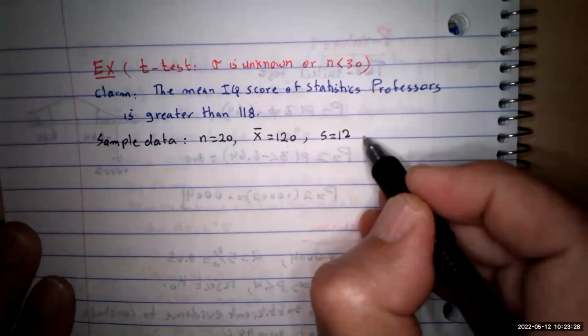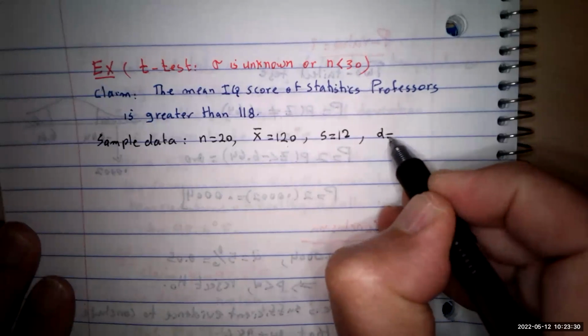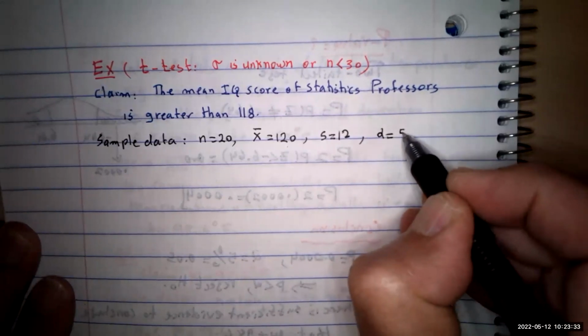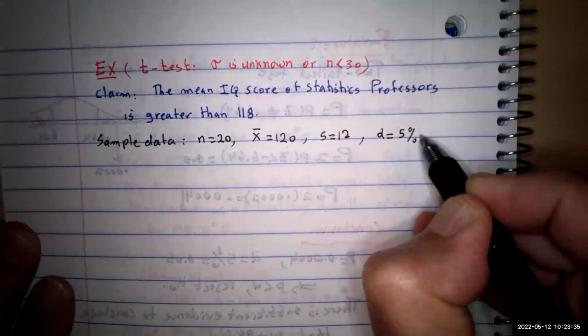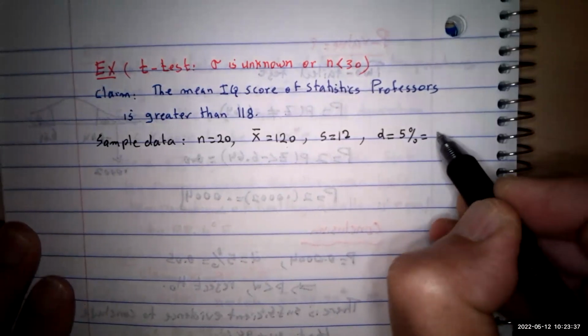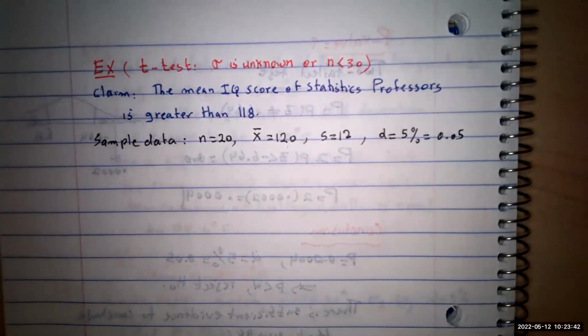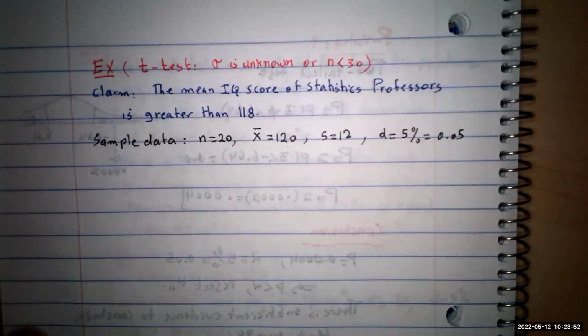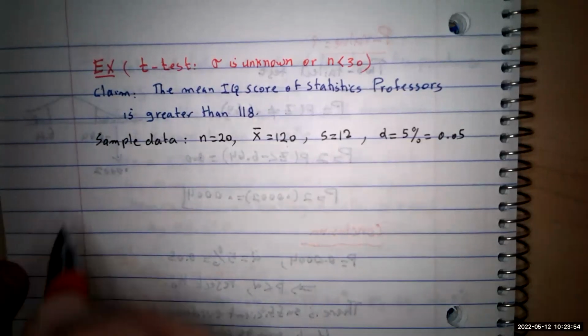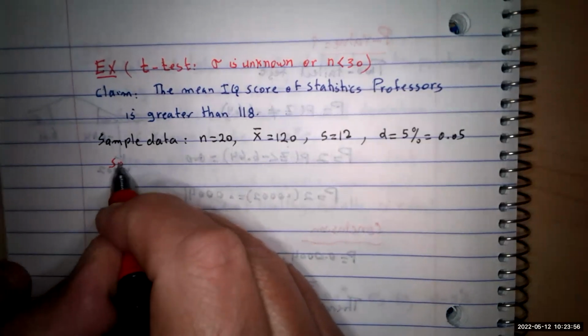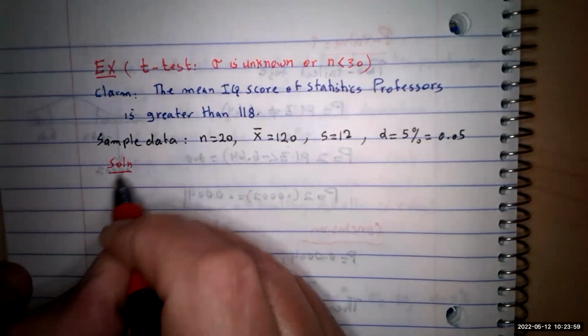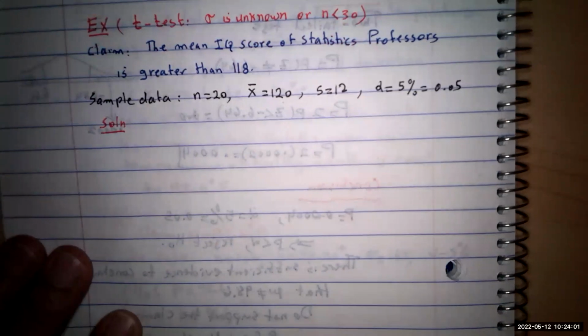So we want to test this by the significance level alpha. Alpha is given, alpha is 5%, which is going to be 0.05. Okay, so this is the claim and this is the sample information. So you have to set up the hypothesis testing, okay? So this is going to be your solution. Okay, it's a hypothesis test about the mean.